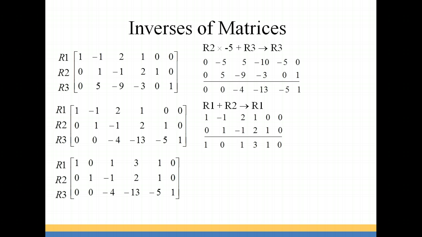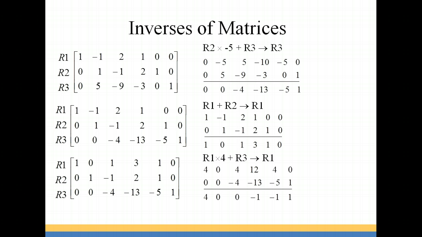And then what we're going to do is try to eliminate this 1 in column 3 on row 1. So we're going to take row 1 and multiply it by 4 and add it to row 3. And then we're going to put the result back into row 1. So multiplying our first row by 4, we have 4, 0, 4, 12, 4, 0. Adding that to row 3, we have 4, 0, 0, -1, -1, 1.